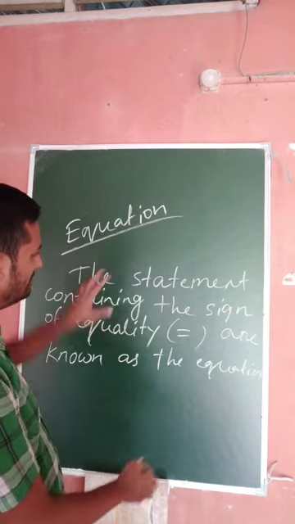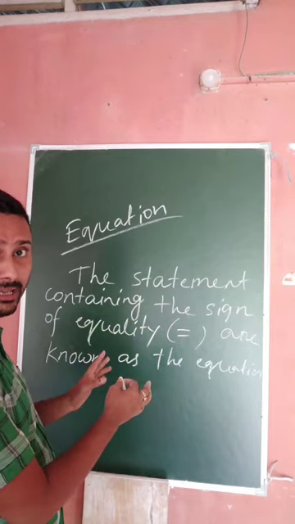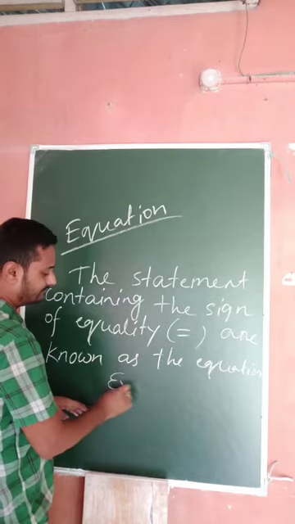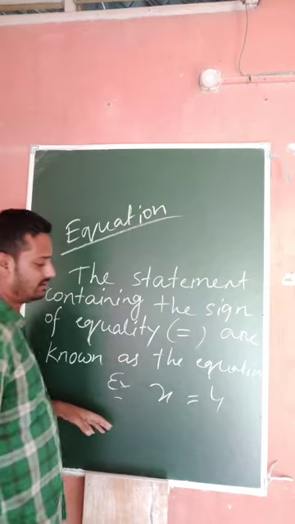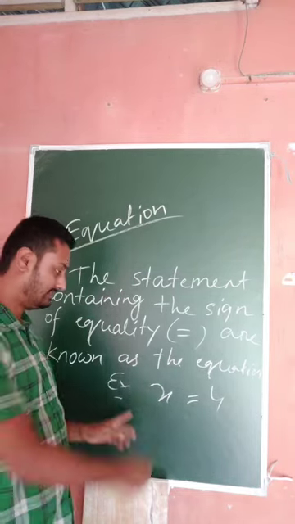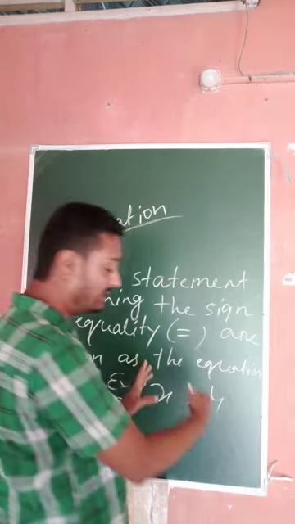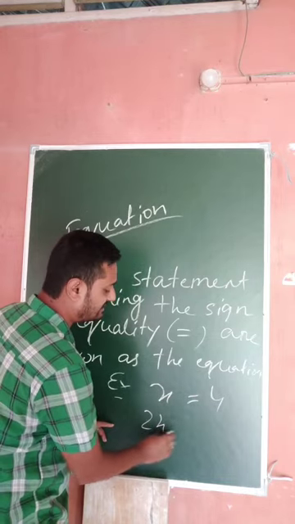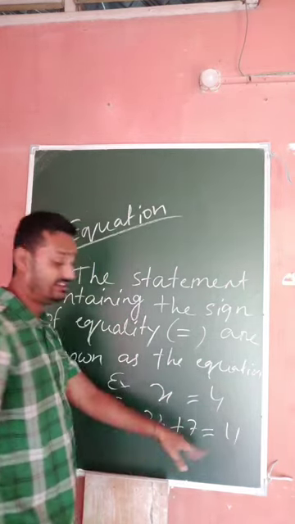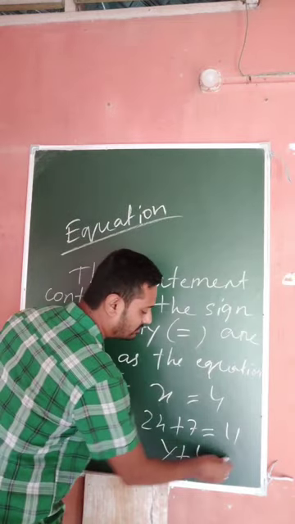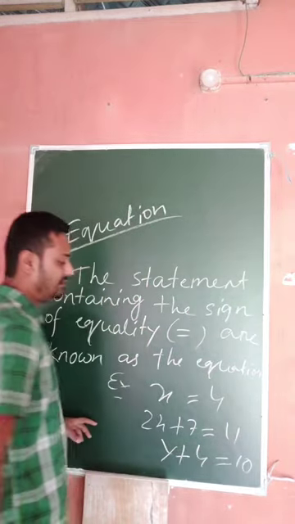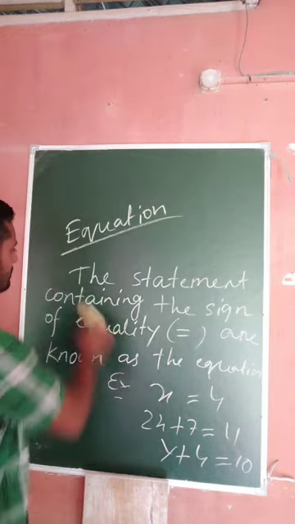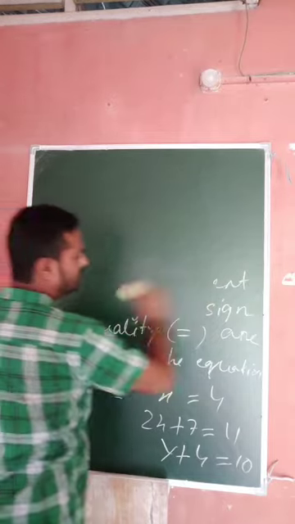That means in between two variables or anything, if there is an equal symbol, it belongs to an equation. Suppose, for example, x equal to 4. This is an equation, because it is a mathematical statement, and this statement has an equal symbol. Suppose we have 2x plus 7 equal to 11. This is an equation. Suppose y plus 4 equal to 10. These are equations because the statement has the equal symbol. In this case you have to solve questions related to equations.